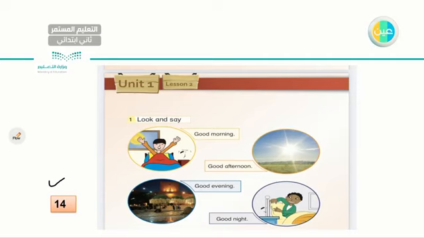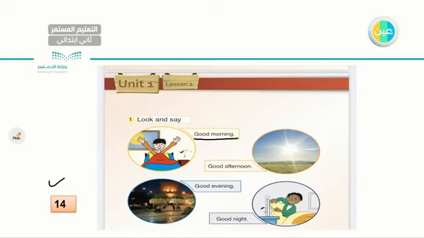I have 4 pictures here with 4 different phrases. I need you to look at the picture and let's read the sentence together. The first one, the boy is just waking up, so most probably he will greet by saying, good morning. Can you repeat after me, please? Good morning. One more time. Good morning. Very good. Now, let's go to the next one.